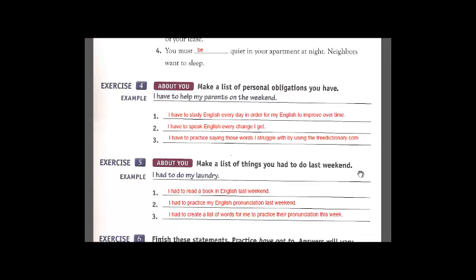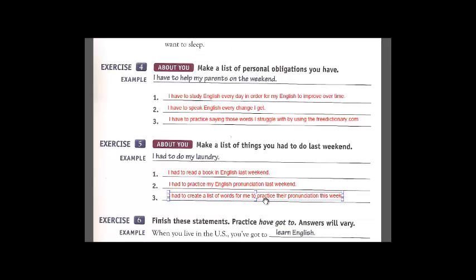Okay, make a list of things you had to do last weekend. I had to do my laundry. Number 1, I had to read a book in English last weekend. Number 2, I had to practice my English pronunciation last weekend. Number 3, I had to create a list of words for me to practice their pronunciation this week. Okay, and I hope you notice that these are good examples of things that you can do or should be doing right now to improve your English.